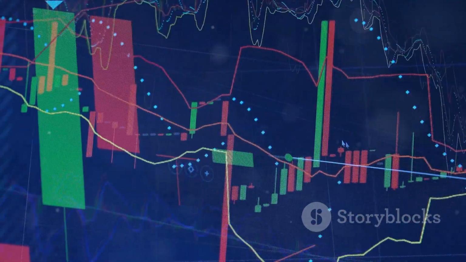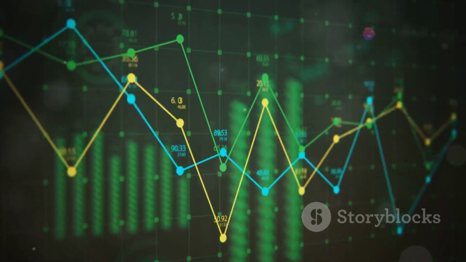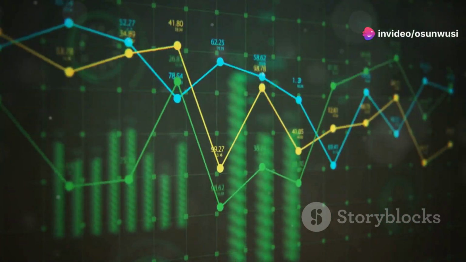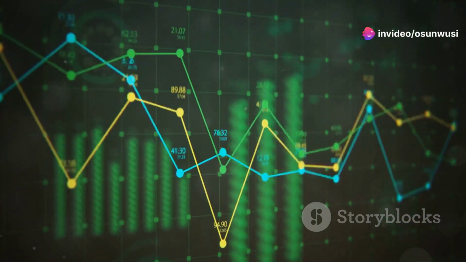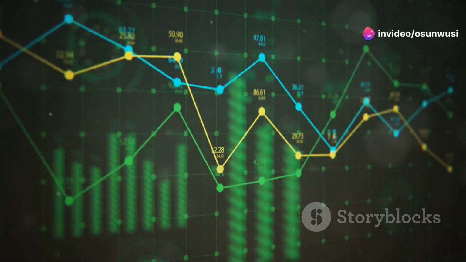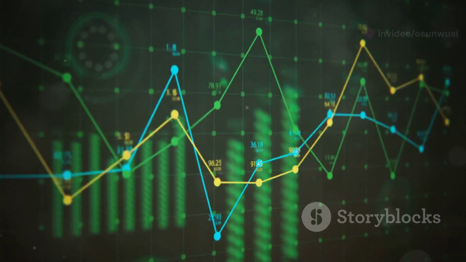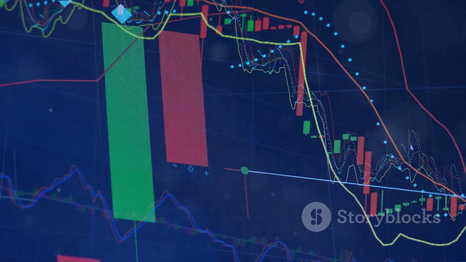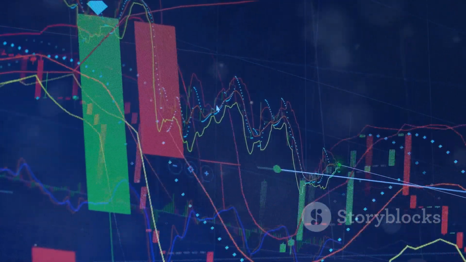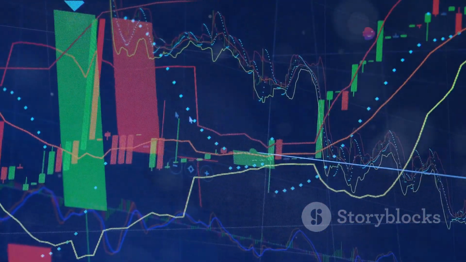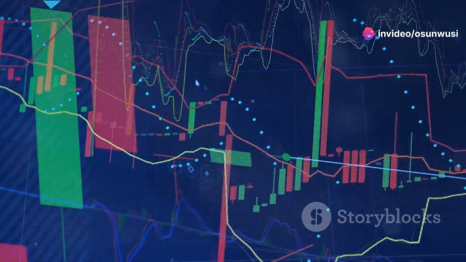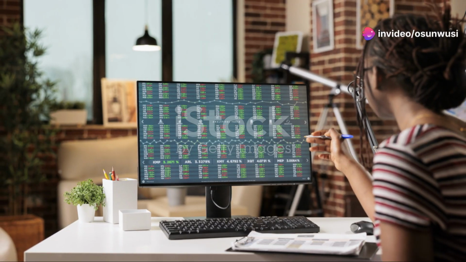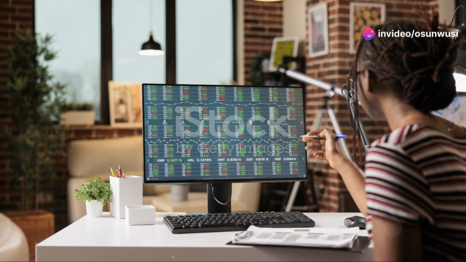Next, we have the Relative Strength Index, or RSI. The RSI measures the speed and change of price movements and is used to identify overbought or oversold conditions in a market. An RSI above 70 typically indicates that a currency is overbought, while an RSI below 30 suggests it is oversold. This can help you decide when to enter or exit a trade.